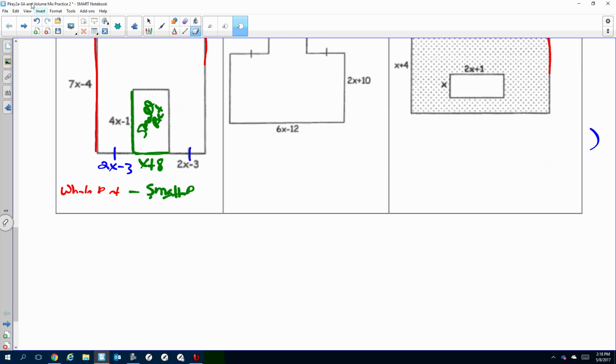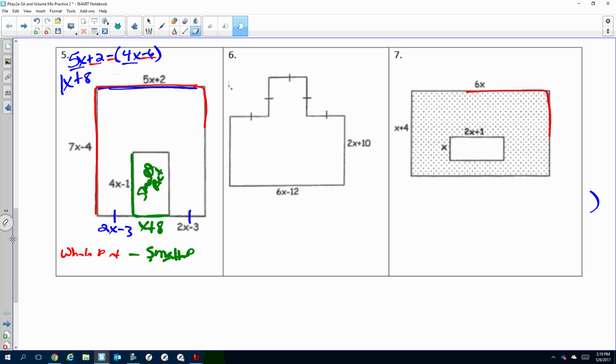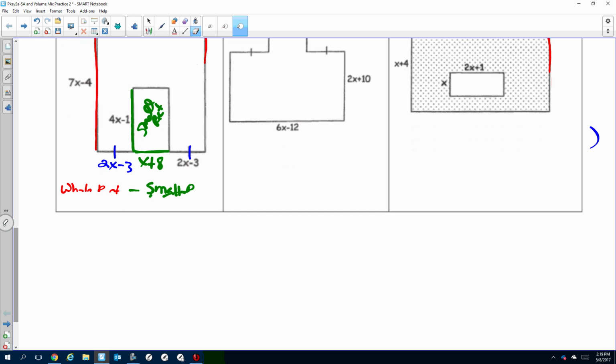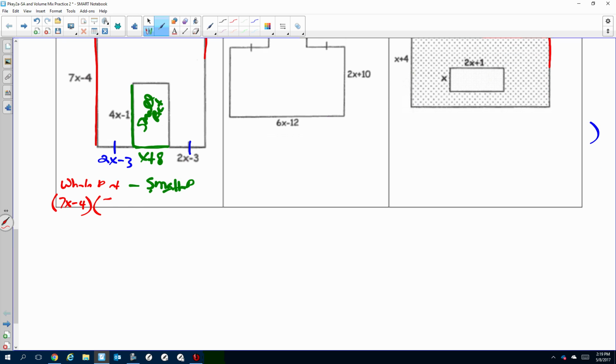Okay, so it froze, and we're back on. Kind of erased a little bit, but basically, let's do our whole rectangle, because I went ahead and added our missing piece, that was the x plus 8. So the dimensions of the whole rectangle are 7x minus 4 by 5x plus 2. And then our small rectangle, the one inside here that we're going to take out, is x plus 8 by 4x minus 1. So we're going to distribute, box method, FOIL method, whatever you are comfortable with, and simplify the expression.